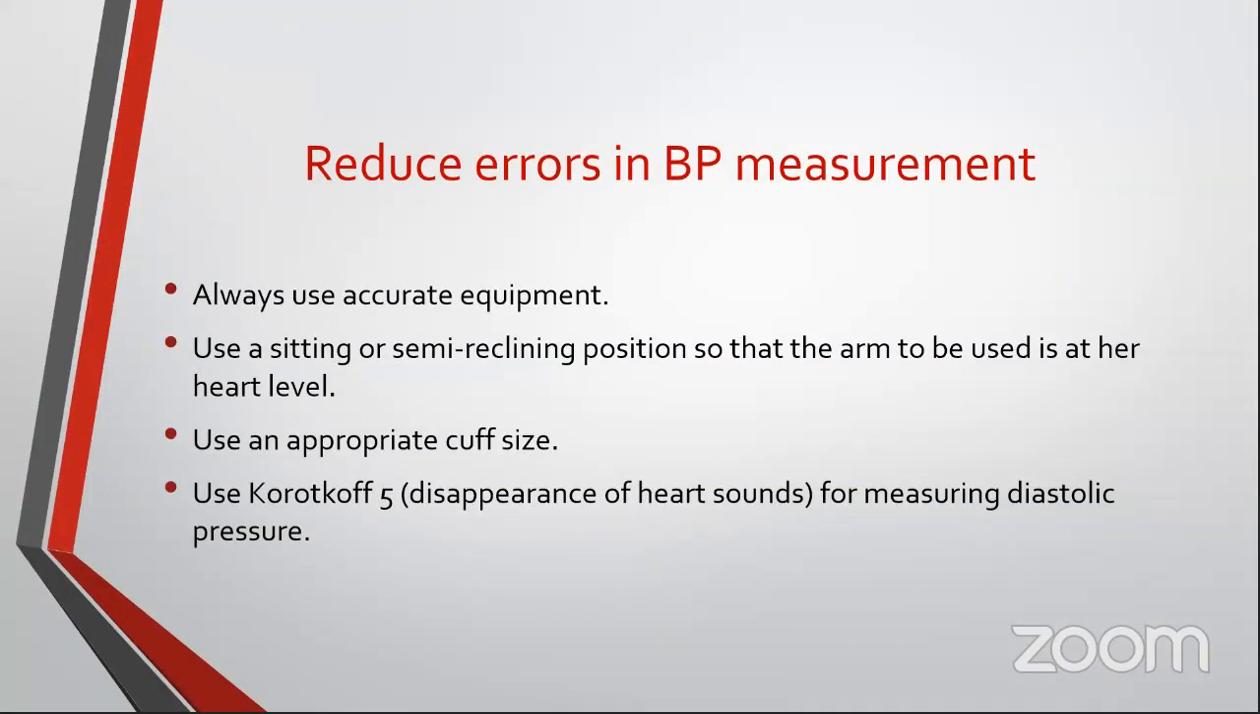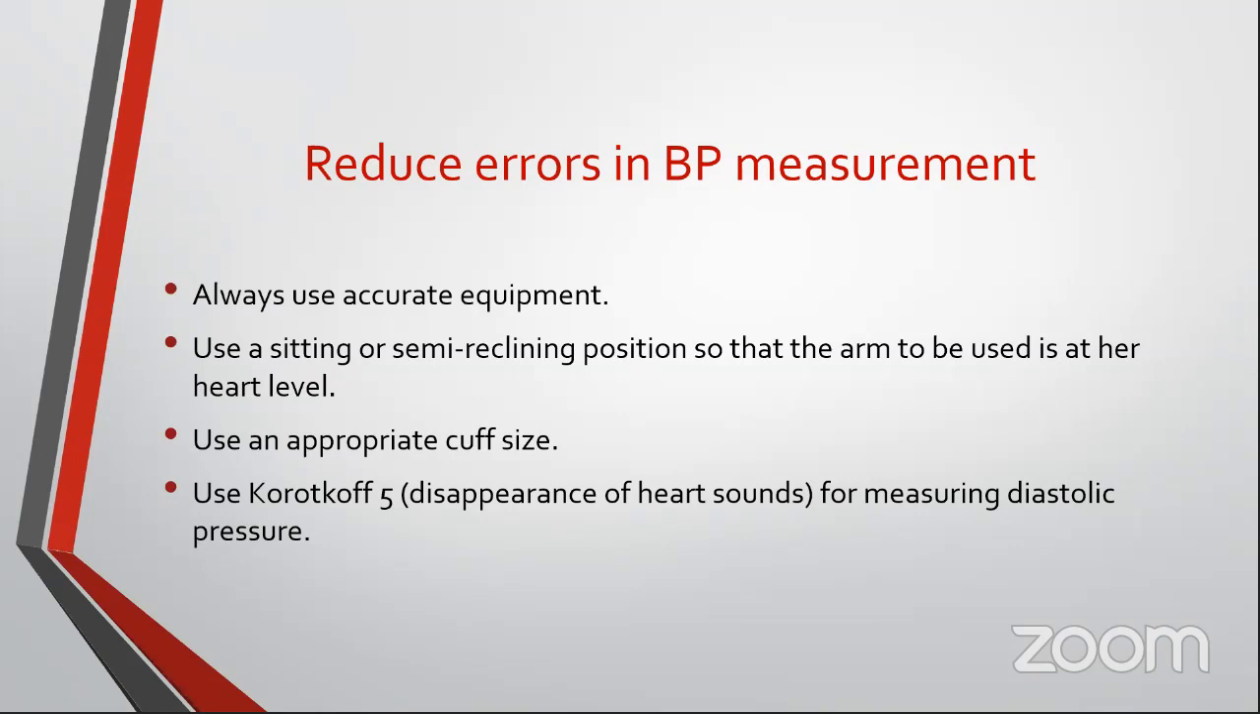In measuring blood pressure, there are some errors we have to avoid so as not to wrongly diagnose a patient as hypertensive. Always use accurate equipment, either electronic or mercury, whatever it is, it should be accurate. Use a sitting or semi-sitting position so that the arm is at the level of the heart, because of possible compression if the patient is lying flat. So semi-sitting is the appropriate position.